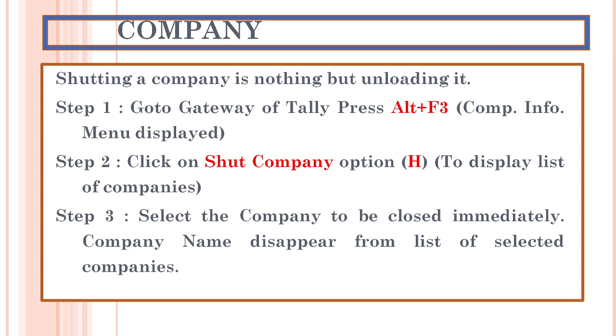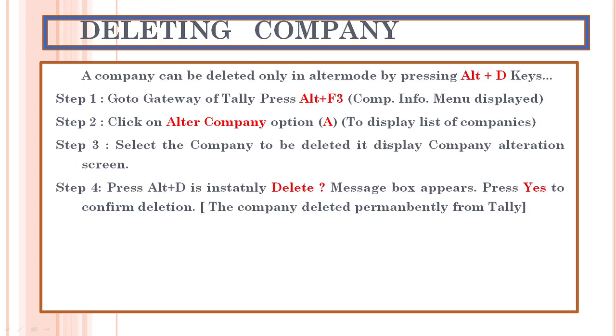For that, the procedure is again the same. Go to Gateway of Tally. There you press Alt F3 and there will be an option like shut company. Select the shut company option, or you can press H from the keyboard. The company will be closed immediately. Whichever company is currently open, that company will be closed. It is unloading a company from the screen. It will still be there in memory. That is shut company. Next will be deleting a company.